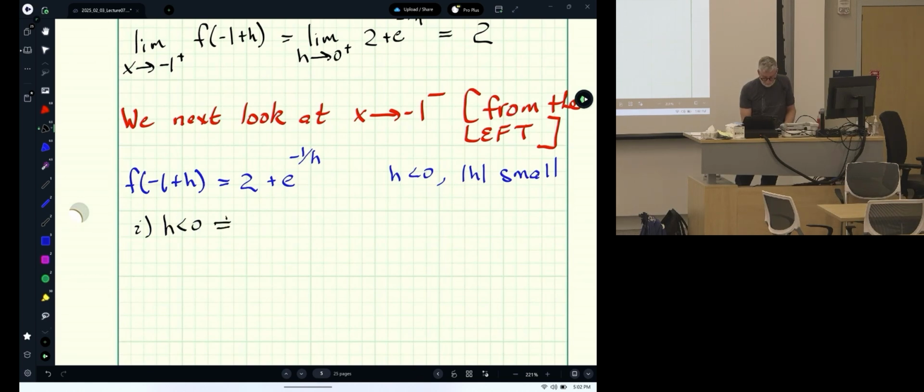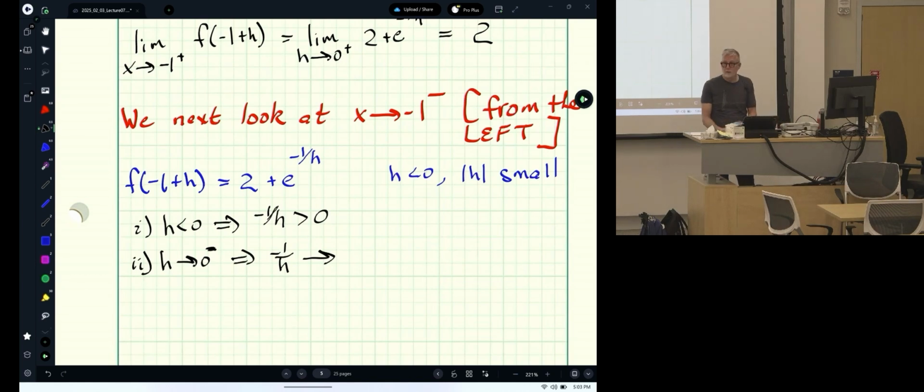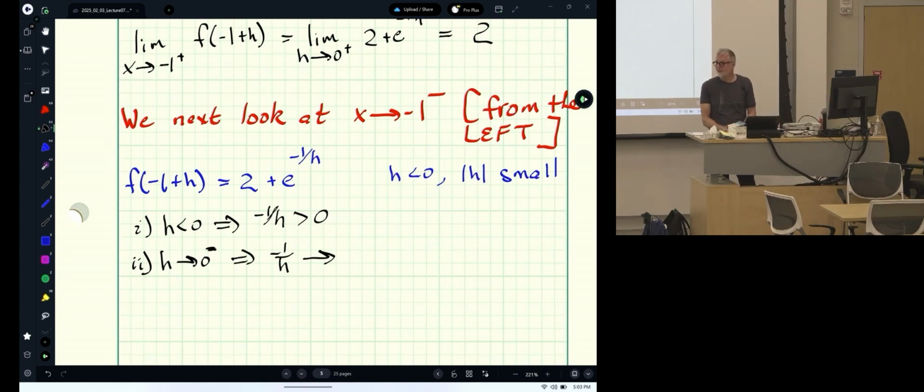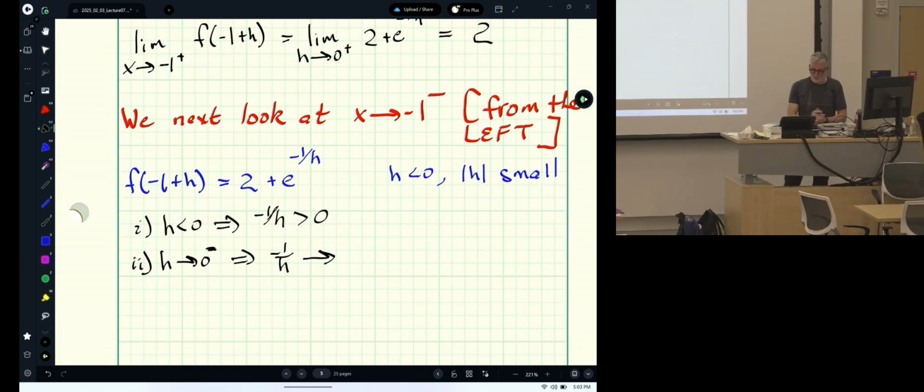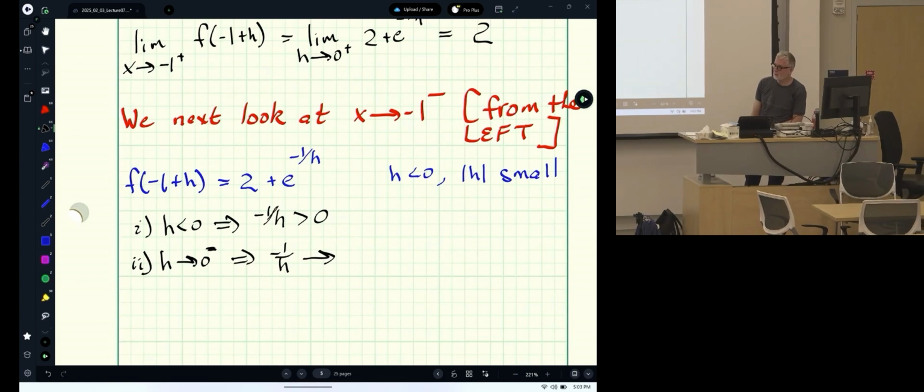H negative implies -1 over h is positive. H approaches 0 through negative values, then that implies that -1 over h goes to, drum roll please. Where's it going? Got an answer for me? Where is -1 over h going?